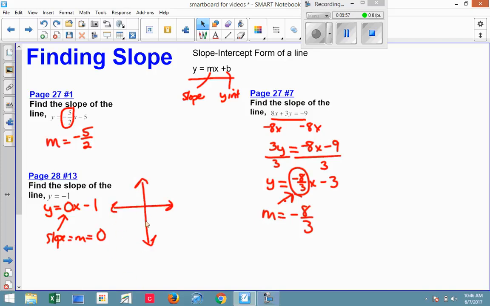If we were to graph this, we would have a horizontal line at negative 1. That would be y equals negative 1. That would be the line. And recall we said earlier that horizontal lines have a slope of 0. So the slope is 0.